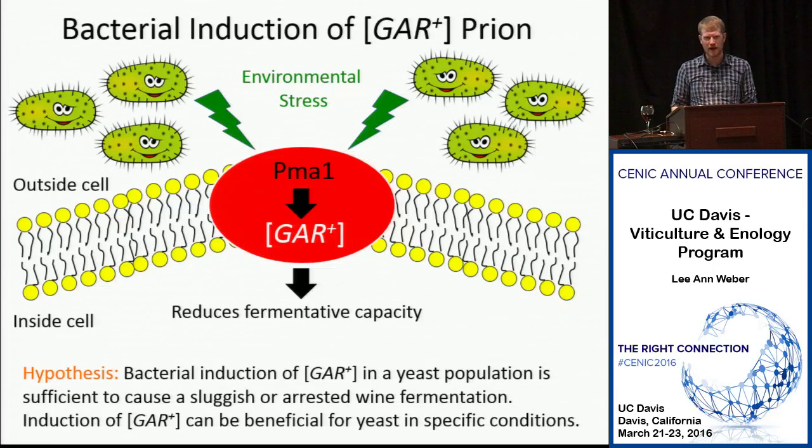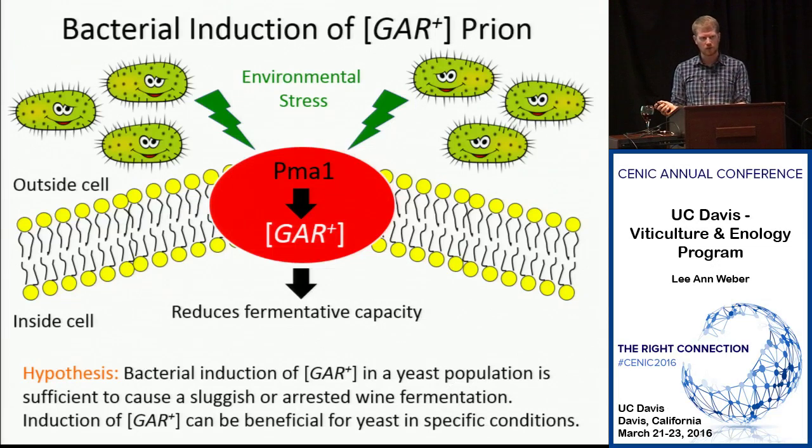So just kind of go back and overview my model here. The idea is that there's bacteria in the environment. They're spitting out some sort of small molecule effector, which we think we may have finally figured out what it is, but I don't want to tell you guys yet because we're still trying to figure that out. Essentially, the bacteria are putting stress on the yeast. The yeast are perceiving this stress, and as a way of adapting to that stress, they're using molecular chaperones to refold the PMA1 proton pump into the GAR plus prion.